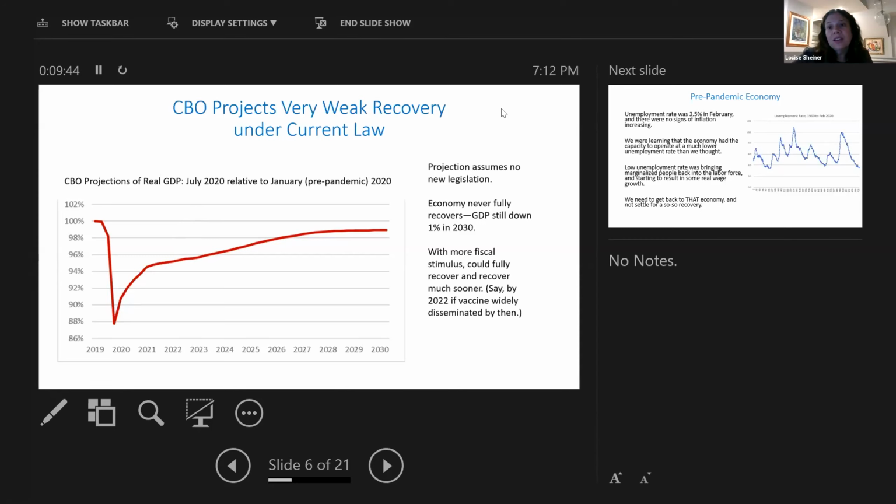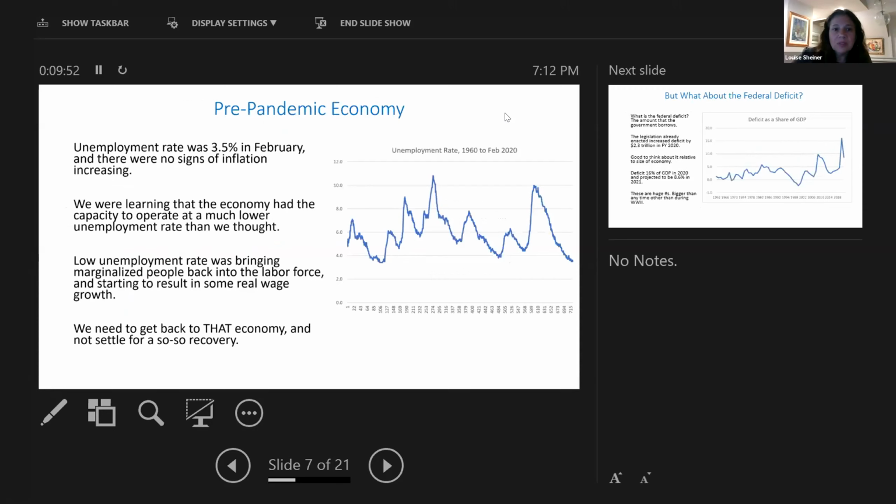Okay, so then why don't we do more fiscal stimulus? Obviously the politics of it are interesting right now, but some people would say, sorry, I forgot about this next slide, just hold that thought.